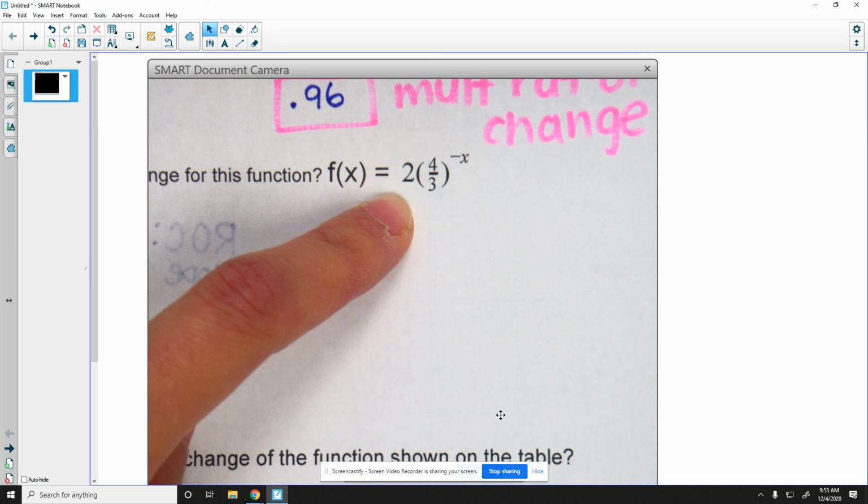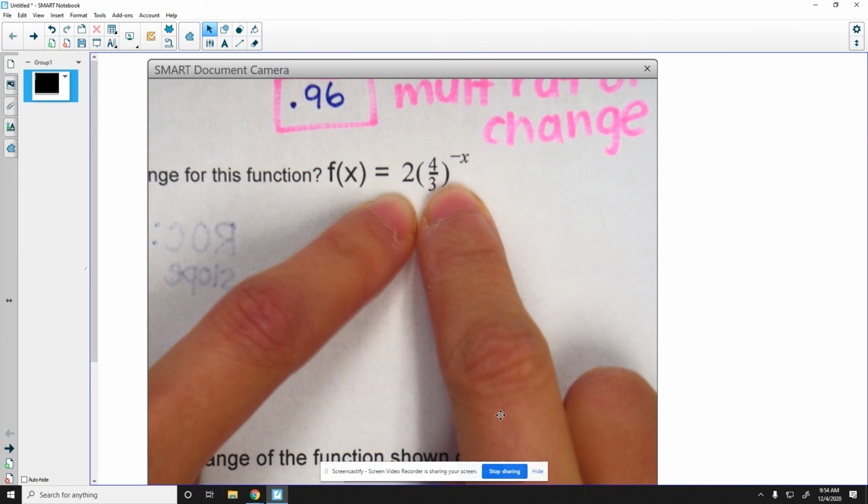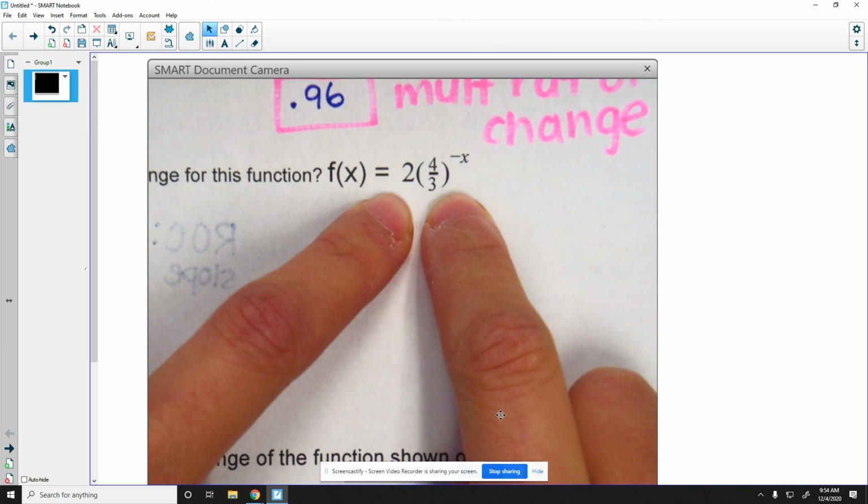Would it be like x over 3 or something? Like negative x over 3? Nope. Okay, can I tell you guys then? Please, please, please listen. I don't want you to be tricked when you see this one on your quiz, okay?